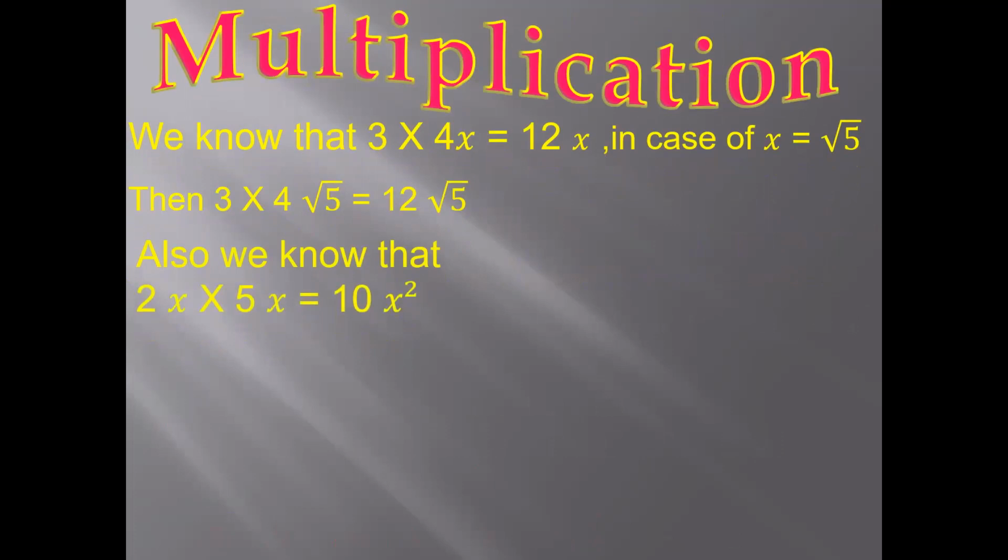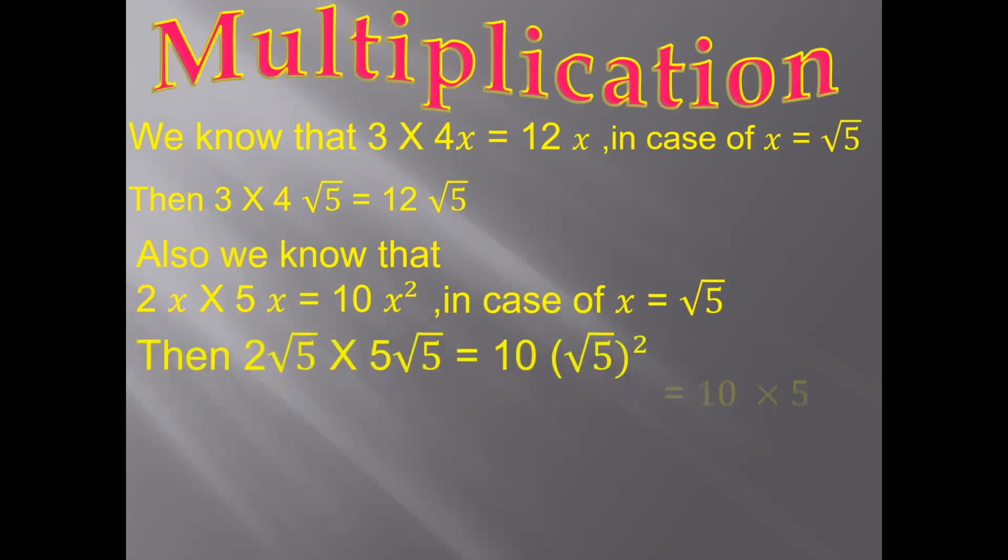Okay, here 2x times 5x. 2 times 5 equals 10. x times x equals x power 2. In case x is root 5, it will be 10 multiplied by root 5 all power 2. 10 times root 5 all power 2 equals 10 times 5, which is 50.